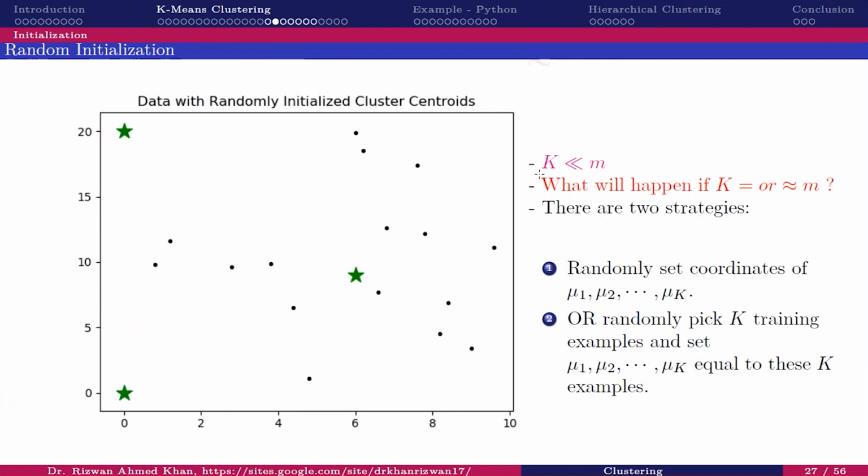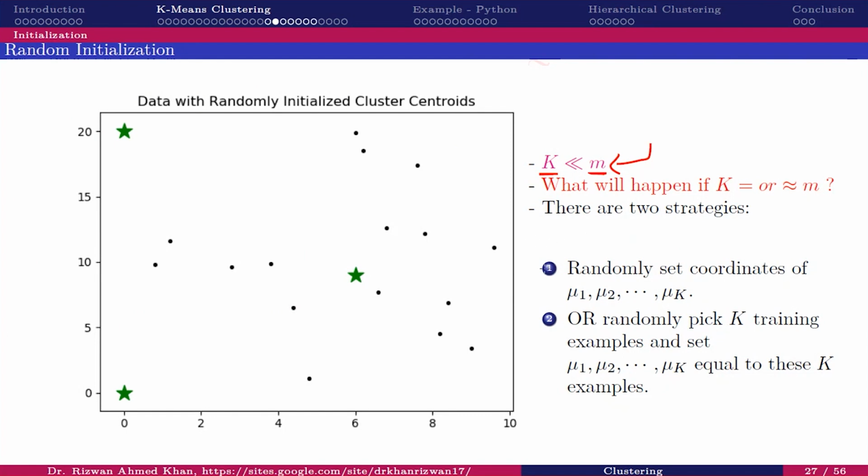But just keep in mind, usually the K number of clusters is very, very much less than the total number of data points in the data set. It doesn't make any sense if we have almost the same number of clusters as data points. So there is no point in running the K-means clustering algorithm. So usually we are in this scenario where data points are much more than the total number of clusters that we are trying to find in the data set.